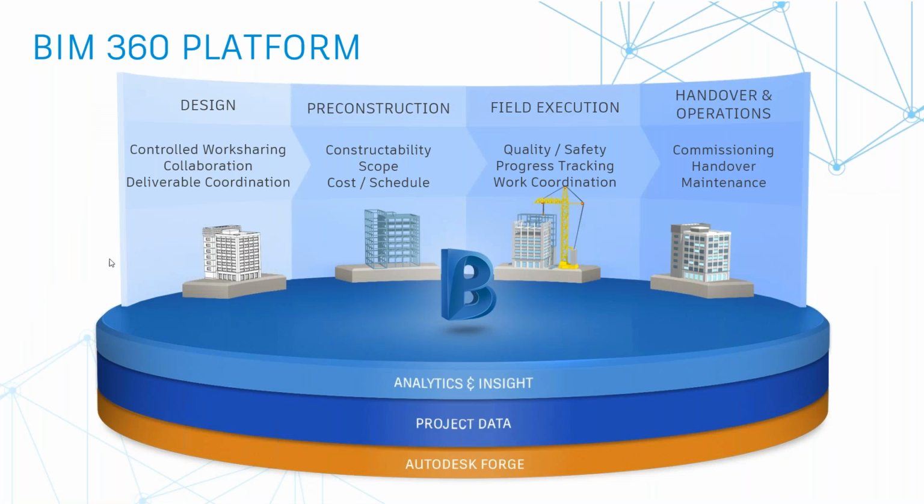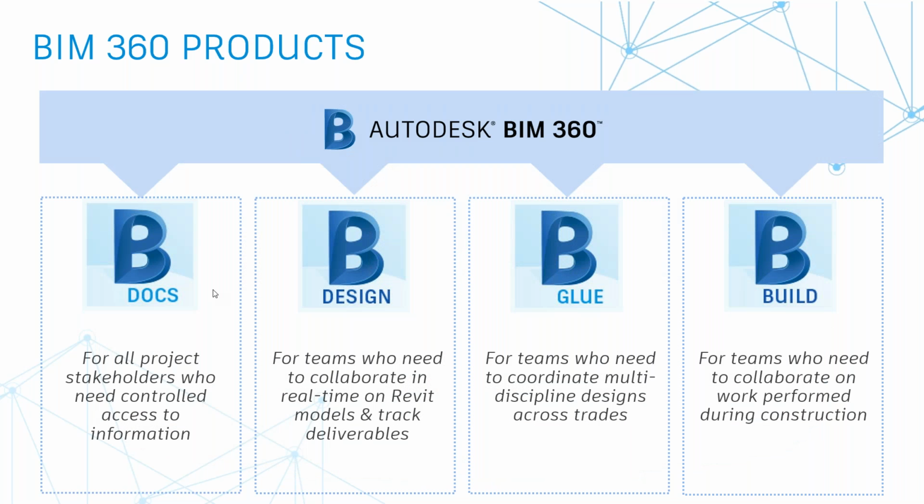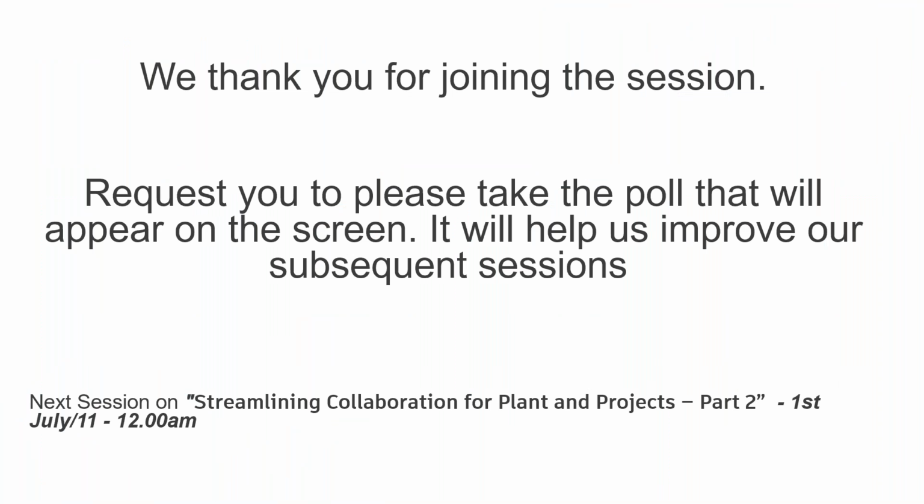Today we just talked about one particular piece of BIM 360, that is Design. In our next session, we'll be talking about the second piece, collaborating via Revit and Plant 3D on BIM 360. These are how the different products of BIM 360 look. As I said, we only spoke about Docs. Docs is a part of Design. In our next session, we'll talk about the next piece of the workflow, integrating with BIM 360 Design.